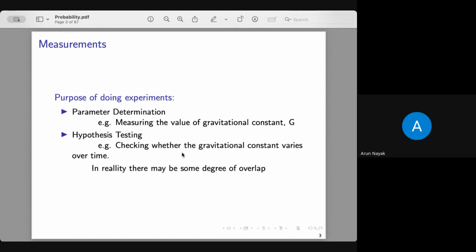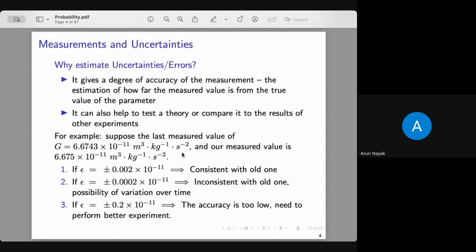Okay. Now when you do measurements, we always estimate some uncertainties, or in common words, we call them errors. Okay. So why do we determine uncertainties? Because it gives a degree of accuracy of our measurement. When you do some measurement, if we do not have any uncertainty, then we cannot really say how good our measurement is. Okay.